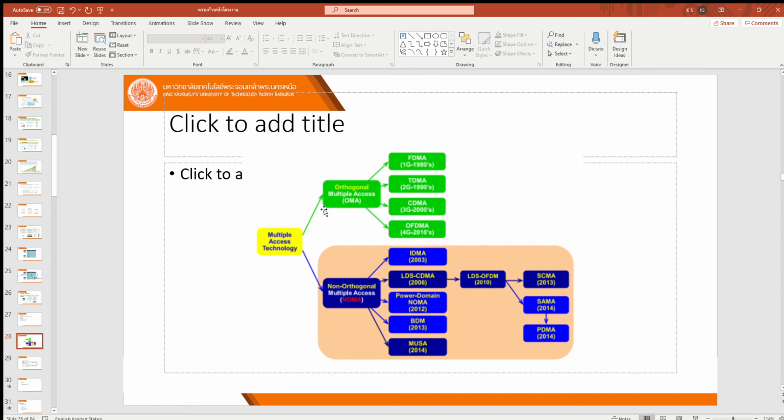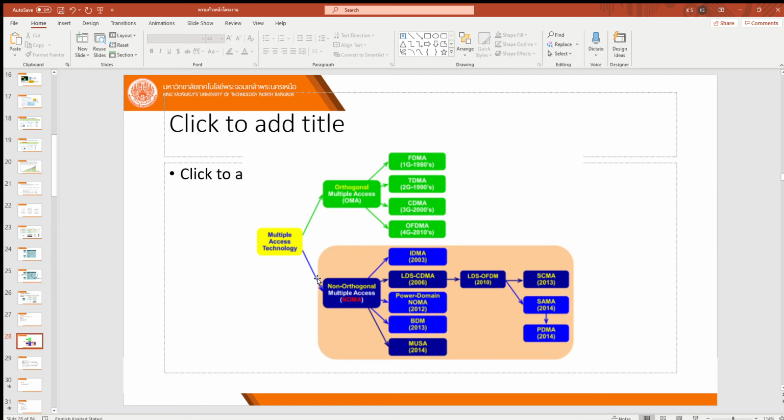Now we talk about multiple access. Multiple access technology can have two types. One is OMA, or orthogonal multiple access. Another one is non-orthogonal multiple access, or NOMA.